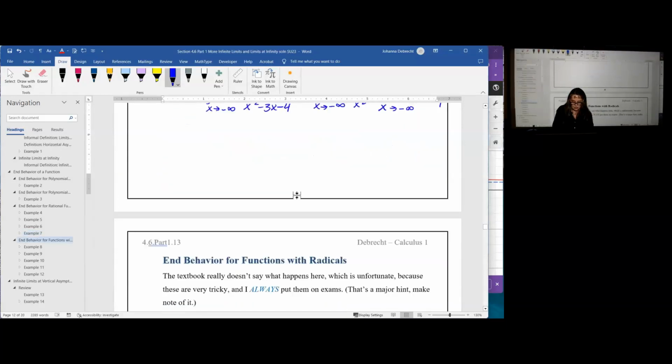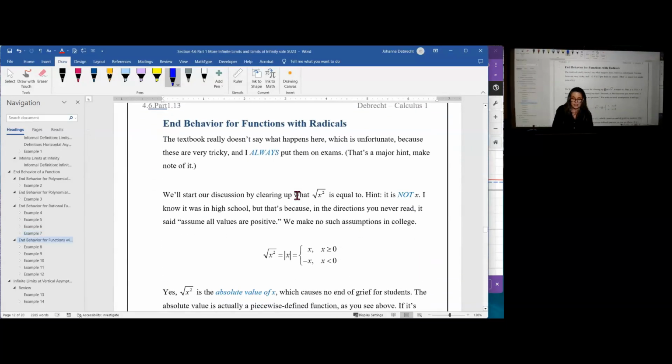Let's now take a look at the behavior of functions that are not ratios of polynomials. What if we have a radical involved? What's that going to do? Now, unfortunately, the textbook doesn't cover these, but I always put these on exams, which is a major hint for those of you in my class.